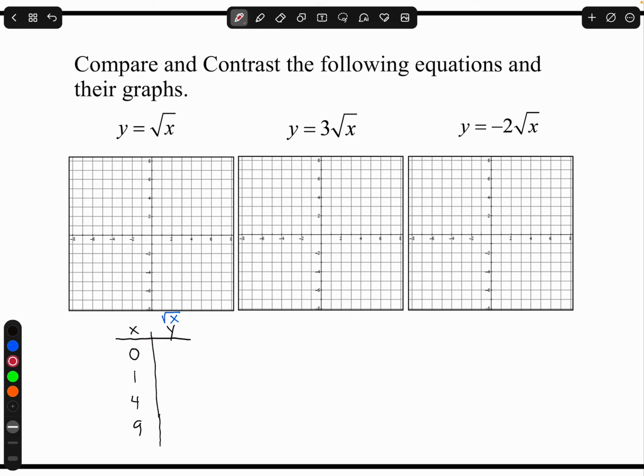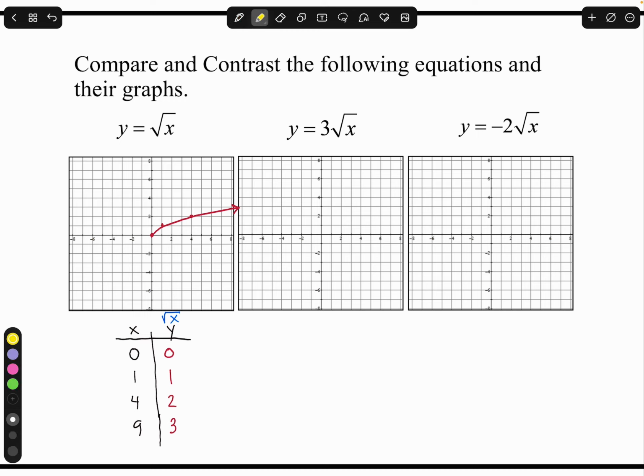So when I plug in 0, the square root of 0 is 0. The square root of 1 is 1. The square root of 4 is 2. And the square root of 9 is 3. They don't all fit on there, but we'll just plot them the best we can. 0, 0, 1, 1, 4, 2, and then we have 9, 3, which would be somewhere over here. We'll just draw that part in.